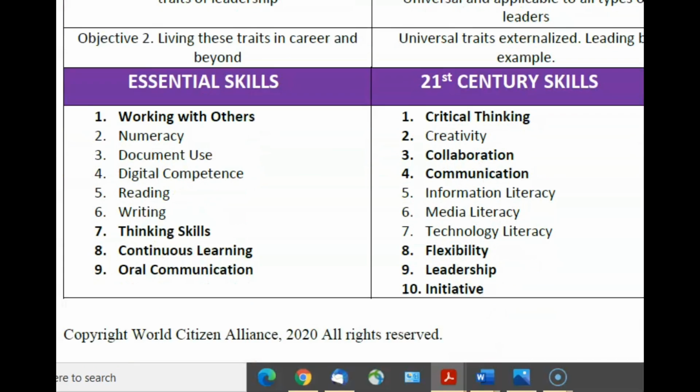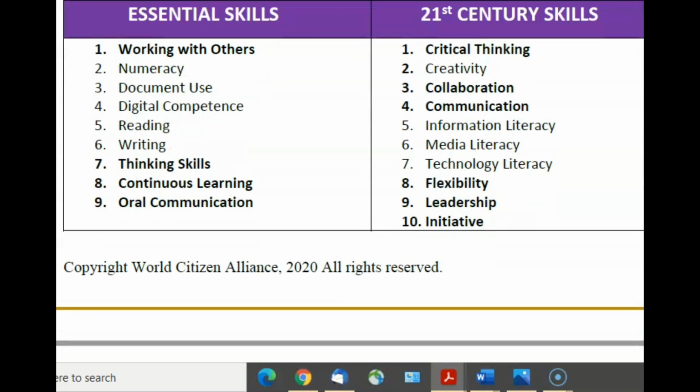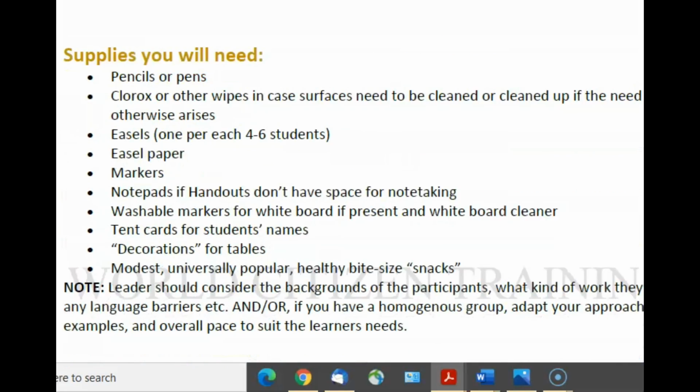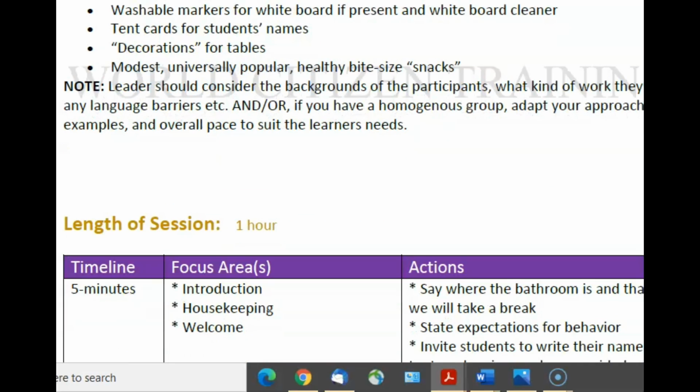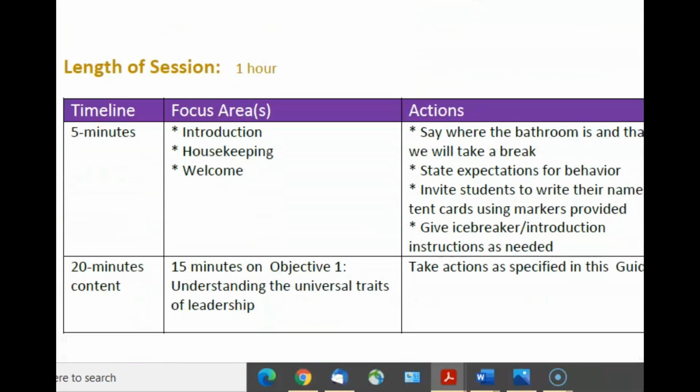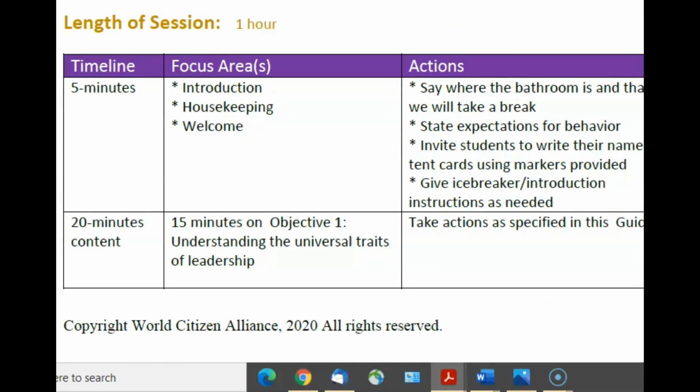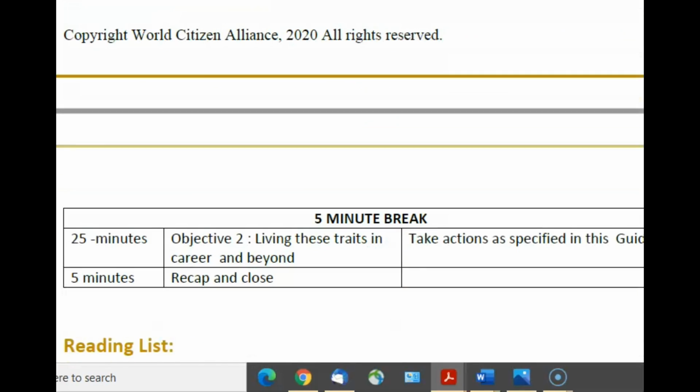The chart shows which 21st century skills and essential skills are covered in this content. Of course, we don't go into each of these in great detail, but there are sources and resources provided so that you can expand the lesson as you wish or customize it based on your personal interests or the interests of the audience that you serve. There are some supplies you'll need. We do provide a handout with this. The timeline is provided, with suggestions about how you might use the content and deliver it in a 1.5-hour period.